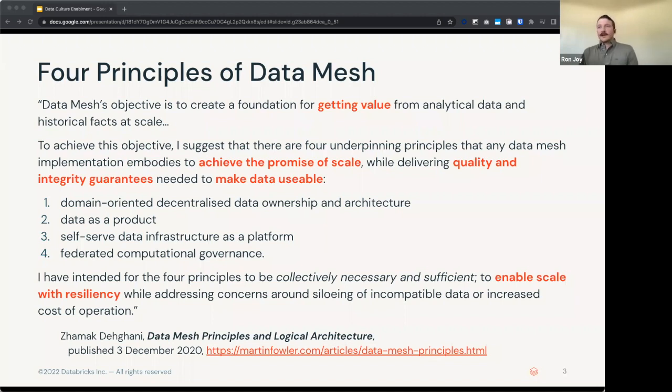The last piece here is federated computational governance, and that's around making sure that we have a governance model in place, right? So all of this is to make sure that we can scale, right?